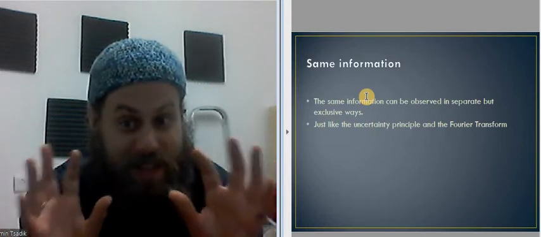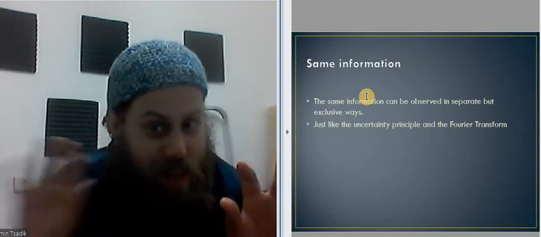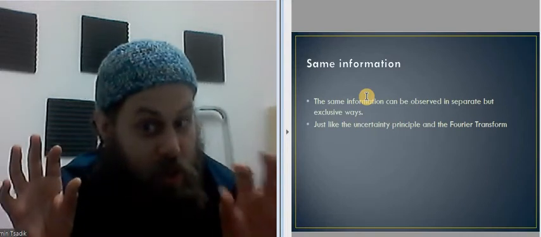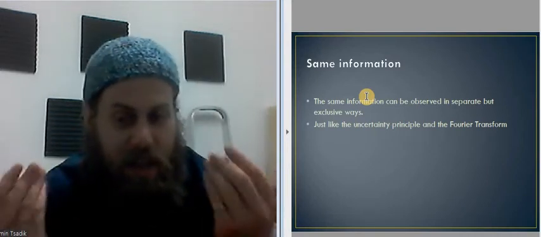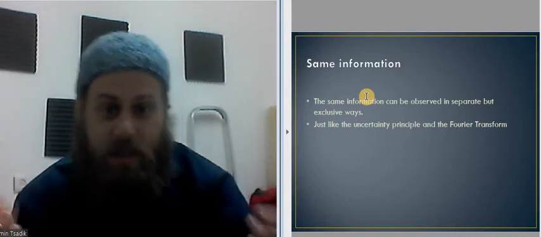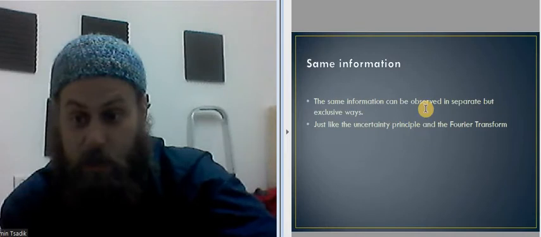So we know it's exclusive. If you observe it like this, you can't observe it like this. If you're a sensor, you can't really use your intuition. If you're using your intuition, you can't really use your sensing. It's the same exact process. So it's just like this uncertainty principle and the Fourier transform, okay?